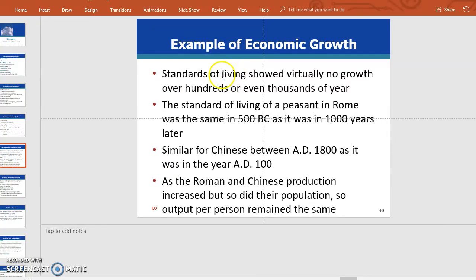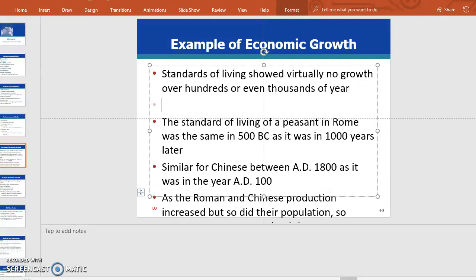Now, let us give you an example of economic growth, right? Standard of living showed virtually no growth over hundreds or even thousands of years, until the Industrial Revolution in England, in the middle of the 17th century. Technology remained relatively low. There was no Industrial Revolution, and as a result of this low technology, as output increased, so did population. As a result, the population growth rate did not change, and output per capita did not change, right?